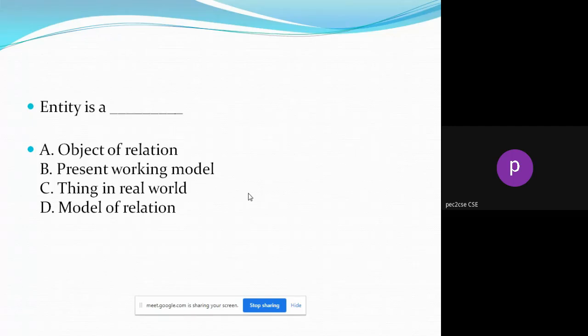Entity is what? Thing in the real world. Yes, good, right answer. Anything in the real world. Thing in a real world. That is the right answer.